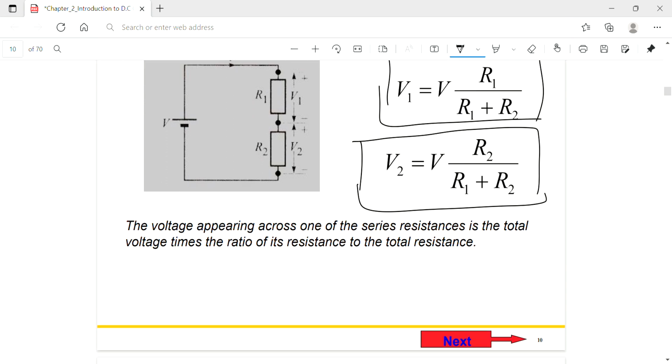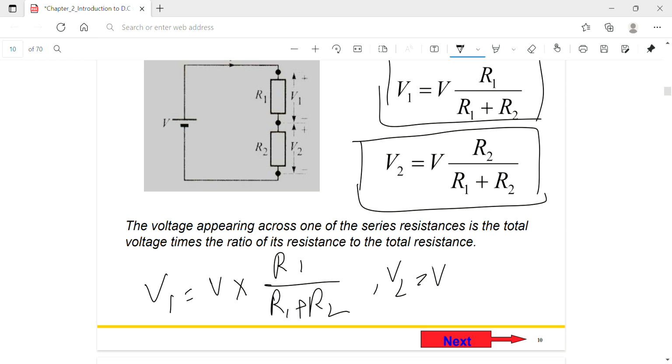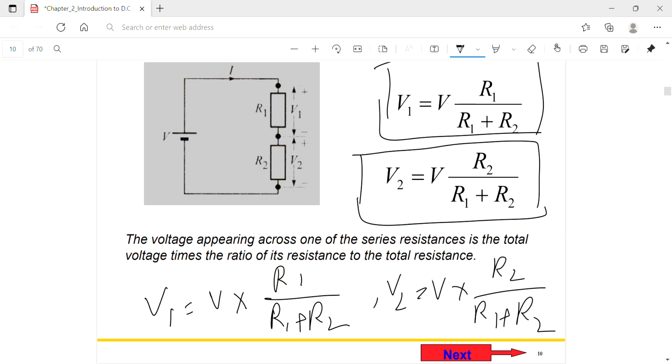So how to calculate V1? V1 is the voltage across the resistance R1. So V1 equals the total voltage V into R1 divided by R1 plus R2. Similarly, V2 is the total voltage into R2 divided by R1 plus R2. So these are the two formulas of the voltage divider law for V1 and V2.